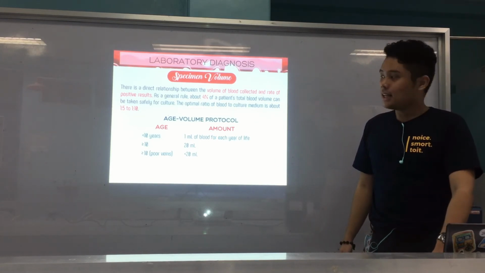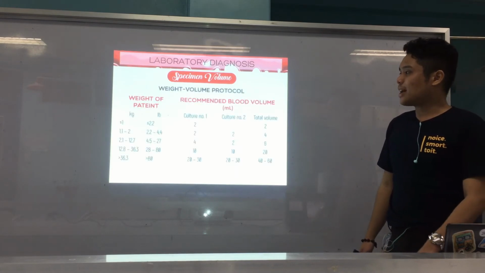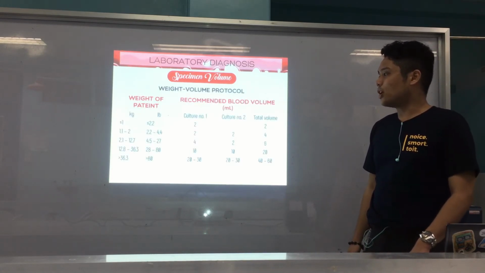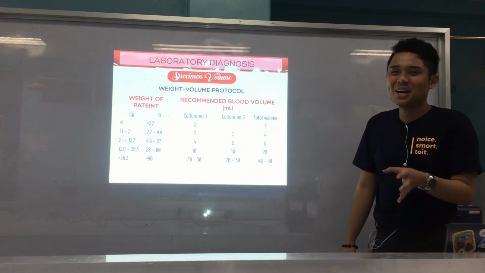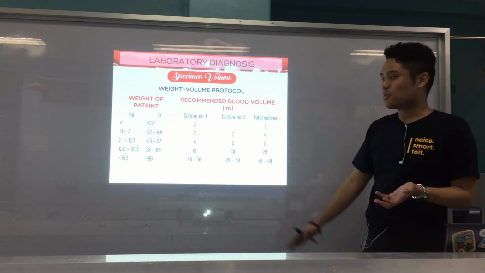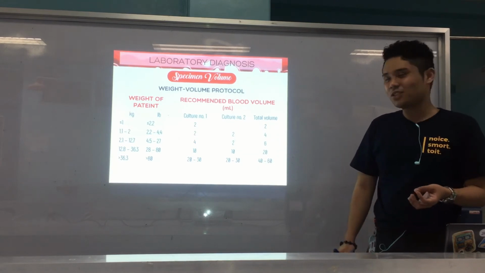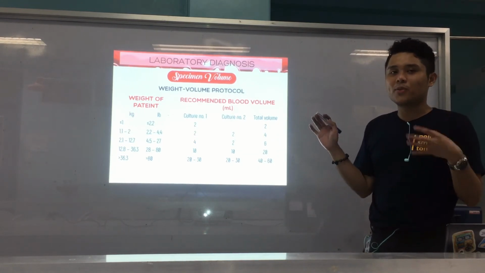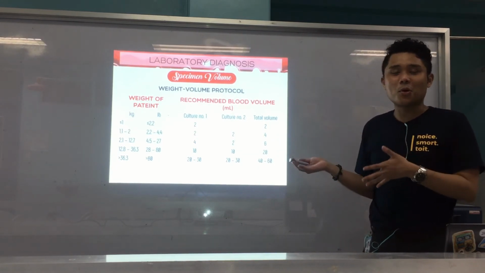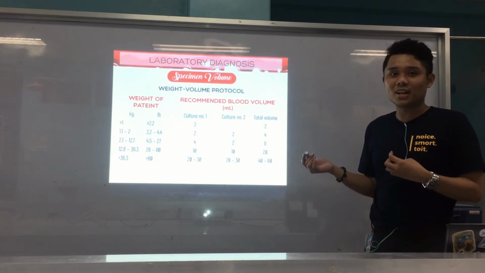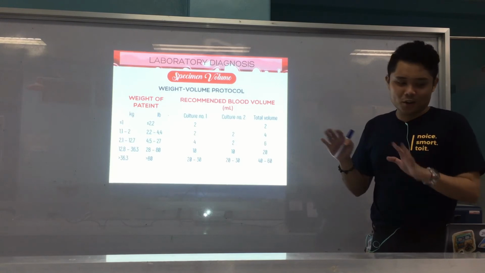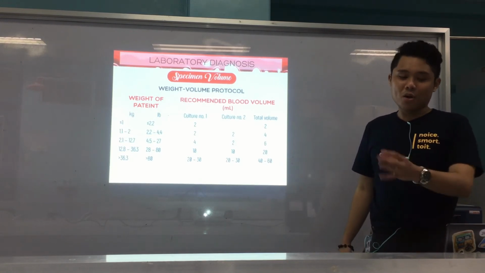Okay? Now, for the specimen volume, again, it follows a weight-volume protocol. If the patient is bigger and their weight increases, the volume to be collected also increases. So in a way, the relationship is direct. Of course, if the patient is thin or weak, you shouldn't take such a high volume. So it is the corresponding volume, depending on the weight of the patient.